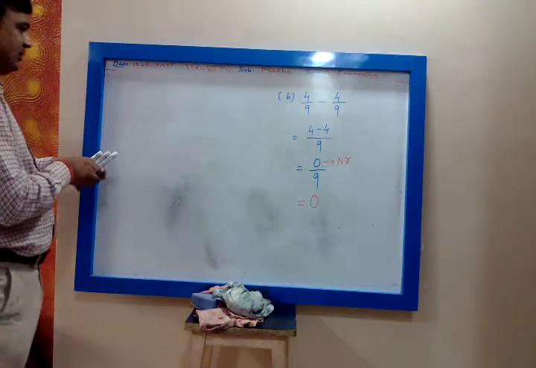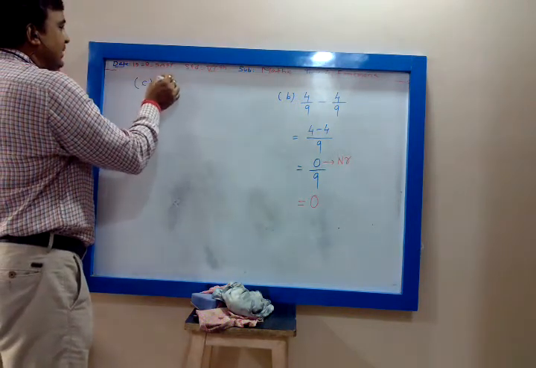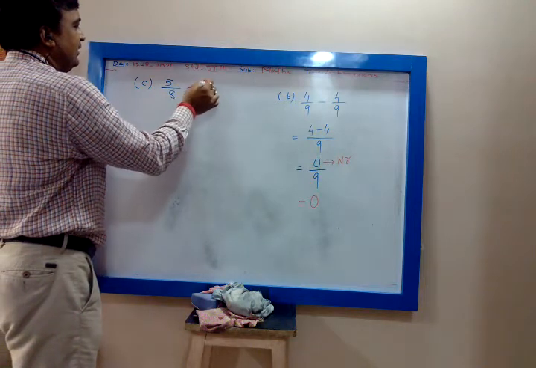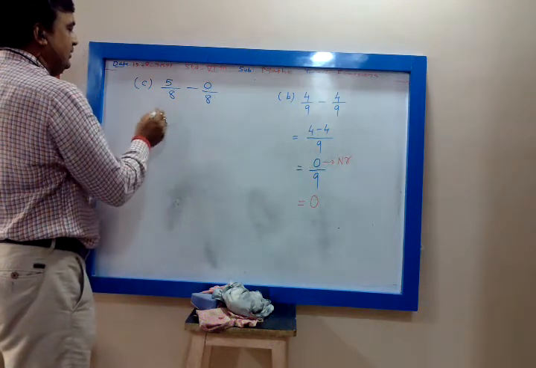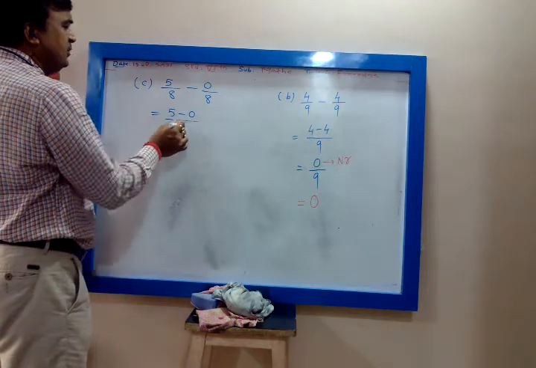5 by 8 minus 0 by 8. Yes, tell me, part C: 5 by 8 minus 0 by 8. Now denominators are equal, so you can simplify the numerator. 5 minus 0. Not 0, my dear.